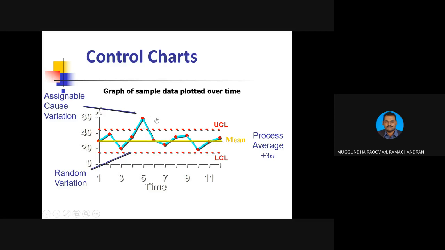But there is one assignable cause of variation, which is at the fifth minute. So probably they have to investigate why. It's higher than the upper control limit. Probably, what is the problem with this?